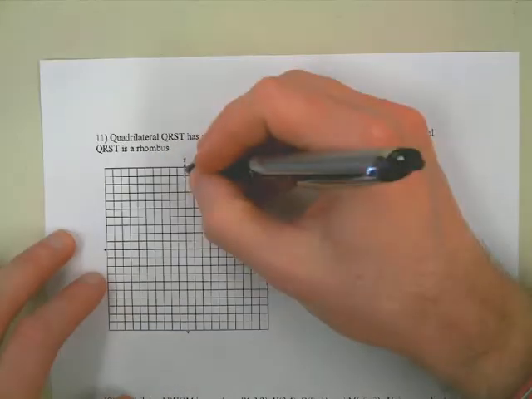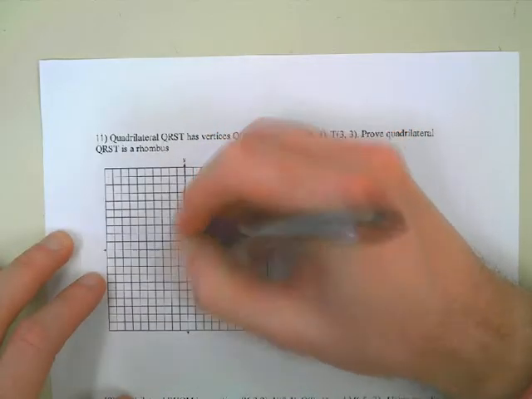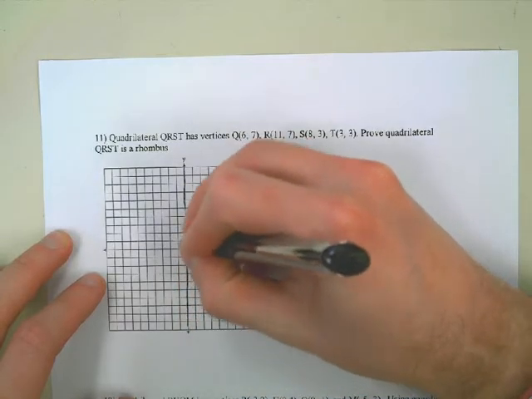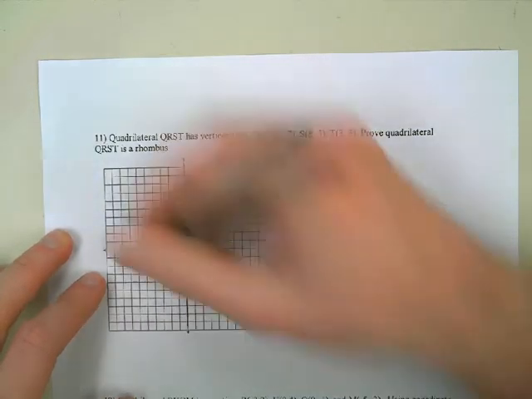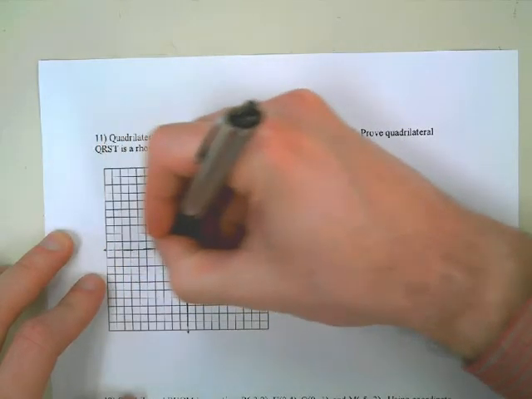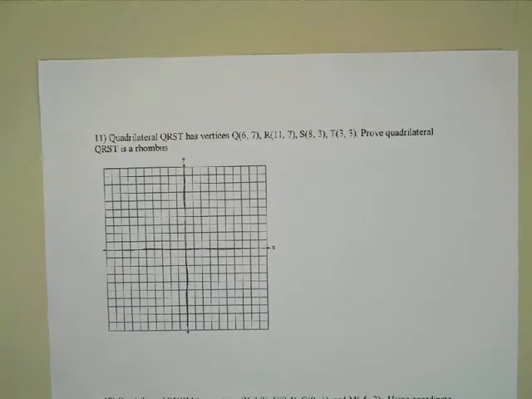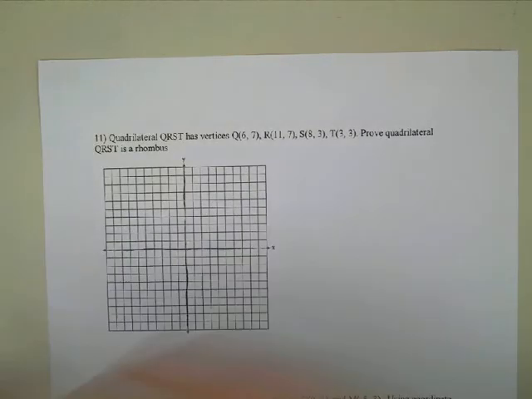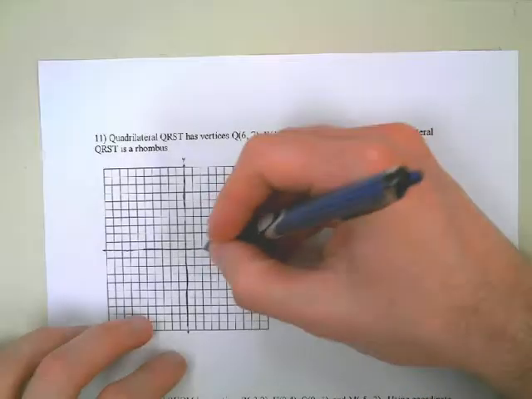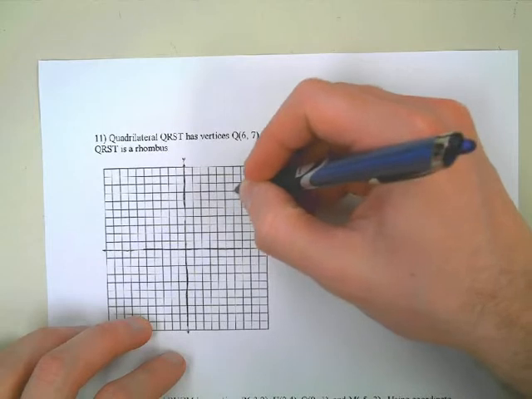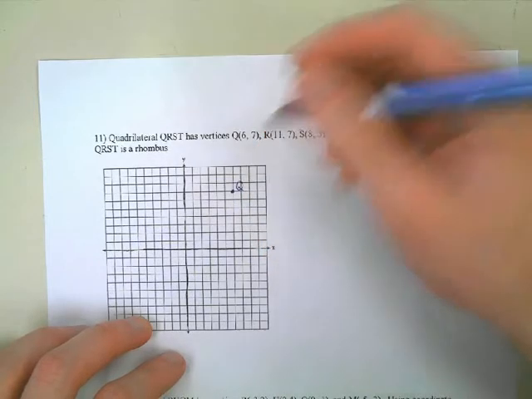So let's go ahead and draw in our axes here, just so we can more easily get those points down. Some of you might not need to do this, but... Alright, there we go. And so let's plot here. So Q... Alright, so there's point Q.